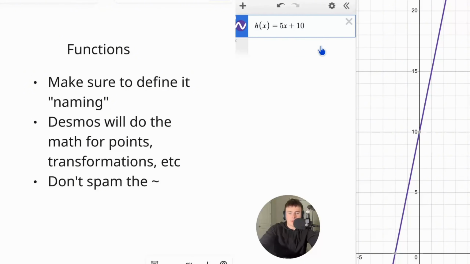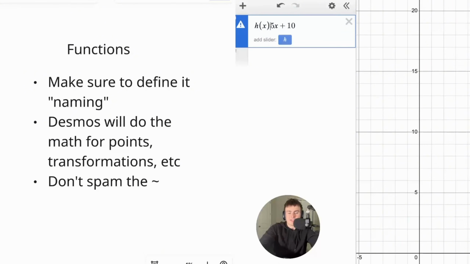Here's a big issue I see with a lot of people when they first learn this. They will just type the tilde in for all these equations. You never want to do this. You want to actually define your equation with an equal sign. If you have a tilde, you're estimating something. You do not want to estimate here. You want to define h of x as this equation. So that's why we're using an equal sign and not a tilde. So make sure you do not spam the tilde once you learn it.